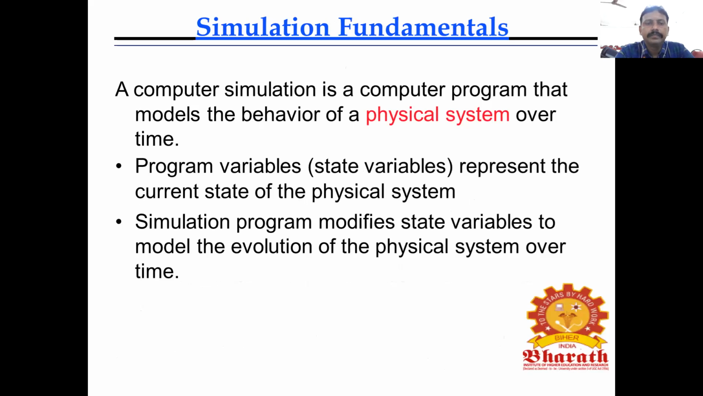A computer simulation is a computer program that models the behavior of a physical system in real time. A programmable state variable represents the current state of the physical system. A state is in essence the position of an event; a process is a collection of events and actions. Each and every event makes a state, and the state is considered when analyzing whether the process is completed or not. Simulation programs modify the state variables to model the evolution of the physical system over time.